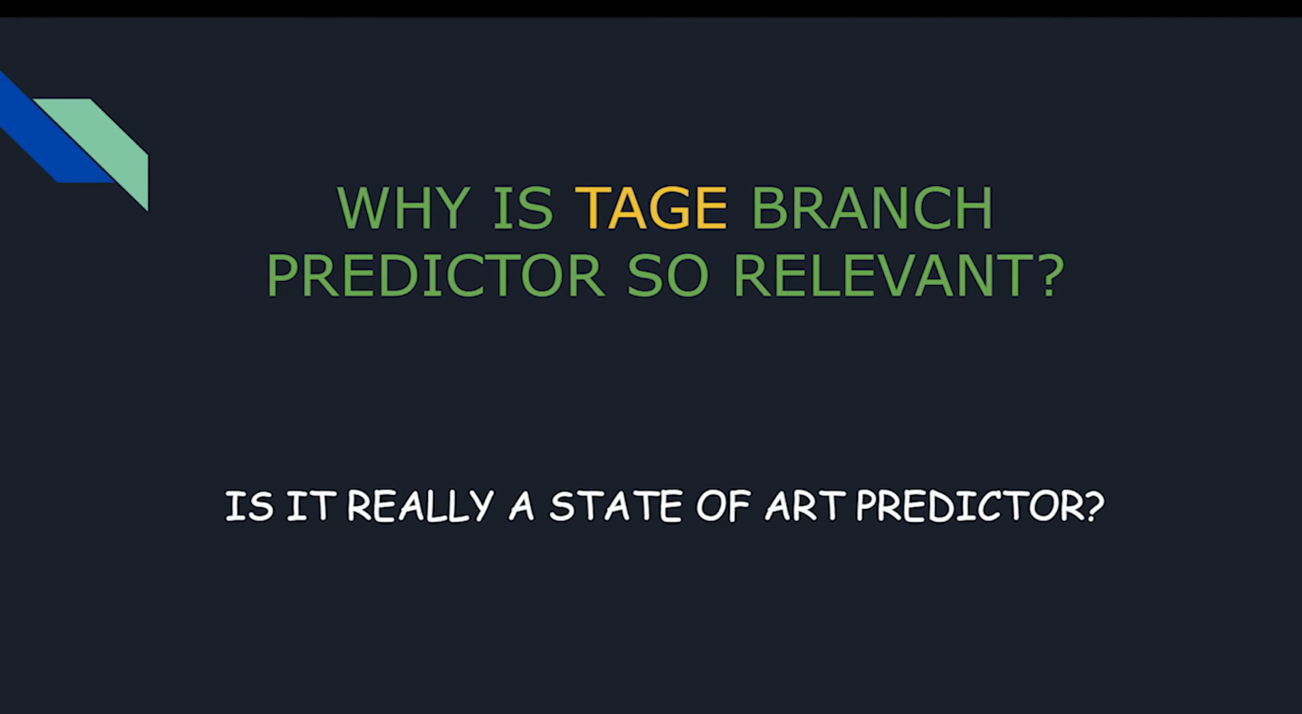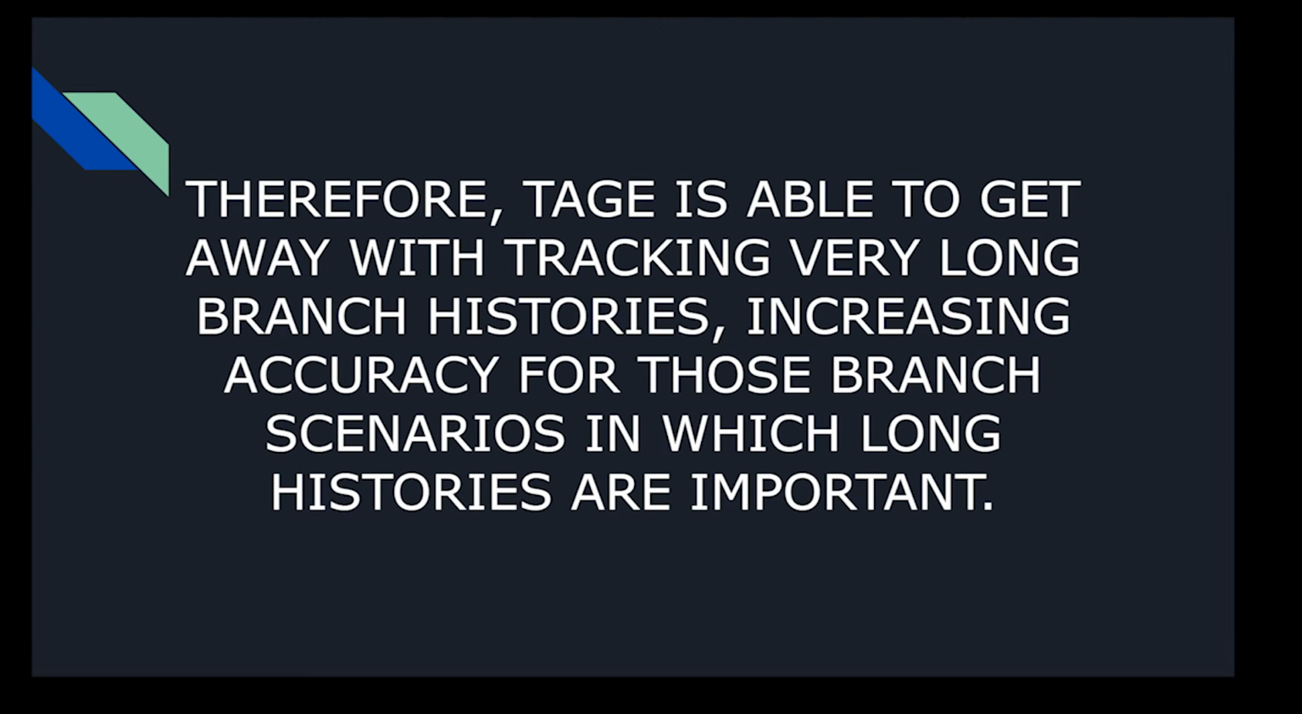Why is the TAGE branch predictor so relevant, and is it really a state of the art predictor? So in TAGE, entry tagging and better entry selection reduces the risk of unnecessarily high warm-up times. So TAGE basically uses a mixture of very old branch histories and very recent branch histories, and making use of them it is able to increase the accuracy and overall performance.